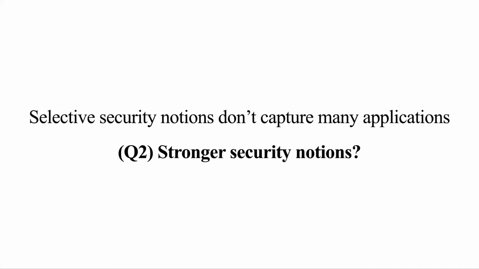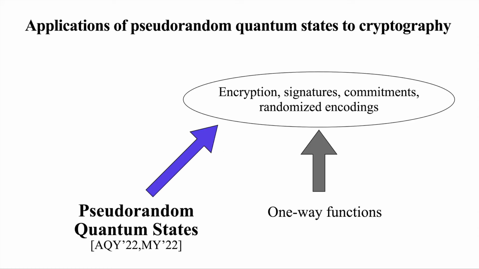Okay, and it turns out that selective security is not useful to capture many applications. For example, in the previous work by QY, we could only show that selectively secure PRFS implies selectively secure private key encryption. But if you wanted adaptively secure private key encryption, then this notion does not suffice, which means that we should look for stronger security notions. This is the second question we're going to tackle.